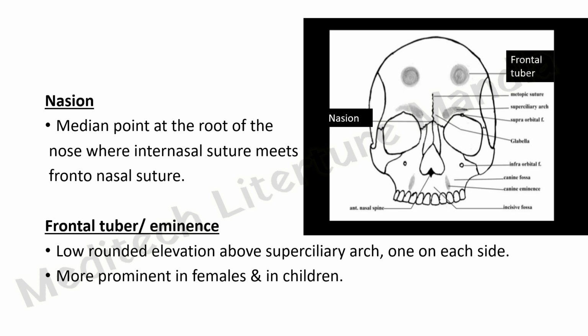Another structure is the frontal tuber or frontal eminence. It is a low rounded elevation. It lies above the superciliary arches on each side. It is more prominent in females and in children, as compared to superciliary arches, which are more prominent in males. This frontal tuber is more prominent in females and in children.